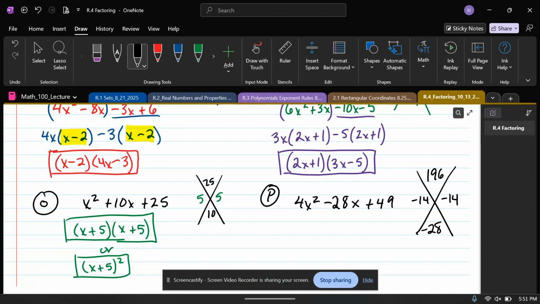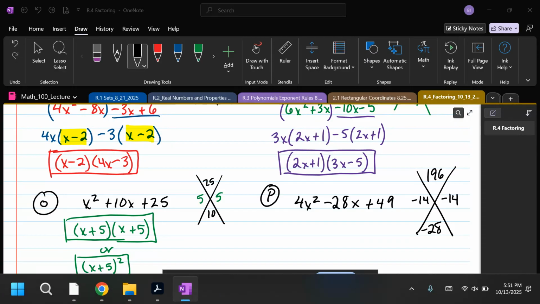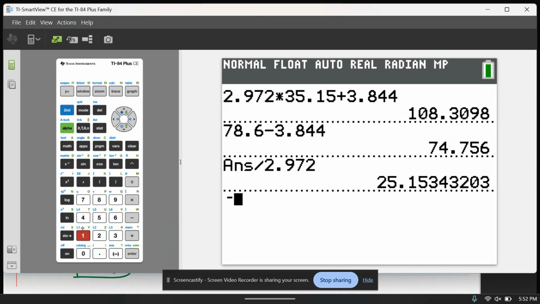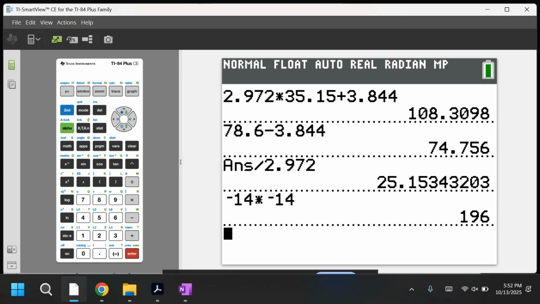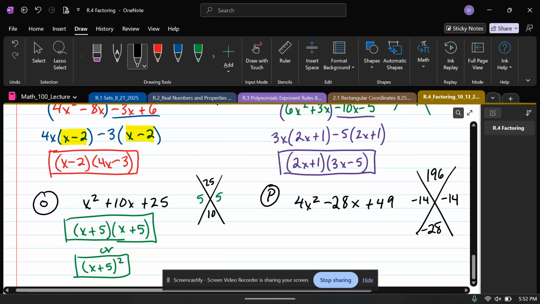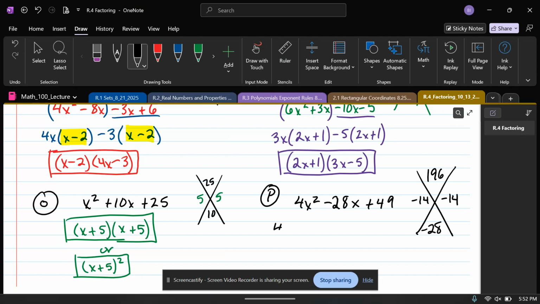Should be negative 14 and negative 14. Does that multiply to be 196? Yeah. That definitely adds to be negative 28. So that's the right pair. Can I take my shortcut? No. So I'm going to go 4x squared, and the good news about this one is it doesn't matter. They're the same.